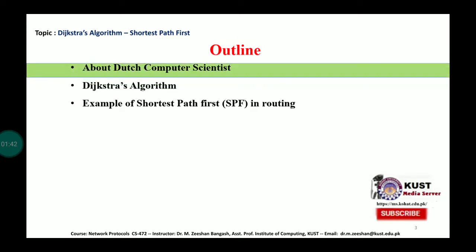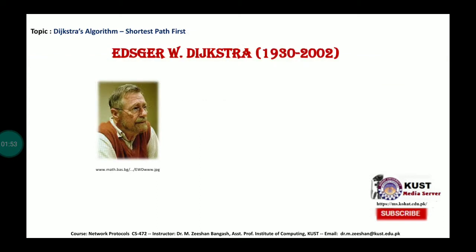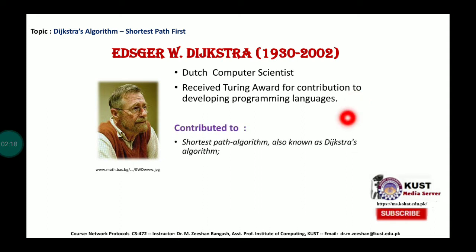So let's move to the first outline about the Dutch computer scientist. He is Mr. Edsger W. Dijkstra, and he is basically a Dutch computer scientist, and he has received the Turing Award for his contribution by developing different programming languages. So he has contribution in developing programming languages, and he has contributed to one of the most state-of-the-art routing algorithms. We call it Dijkstra algorithm, for which we will be discussing the details in our today's session.